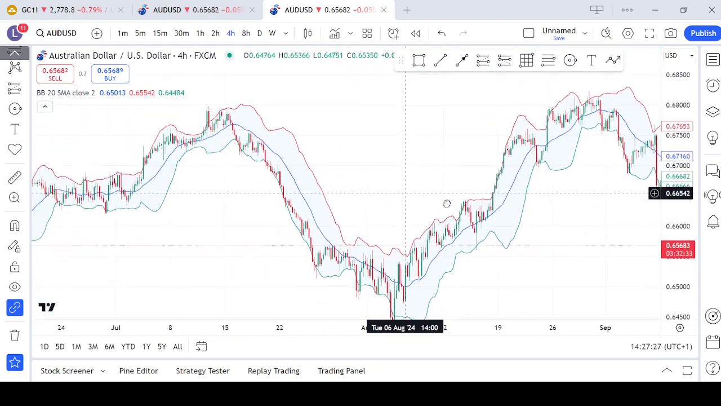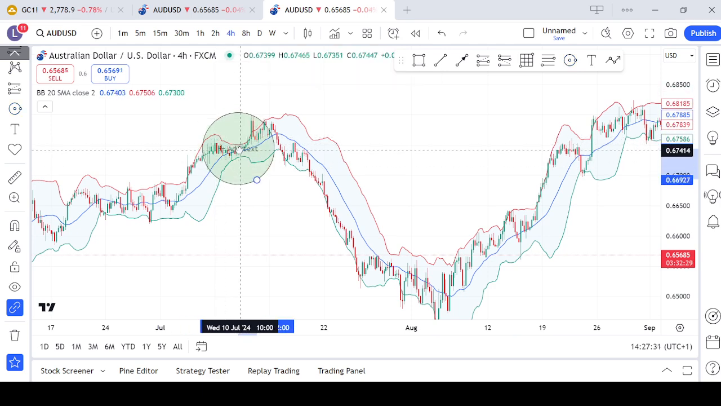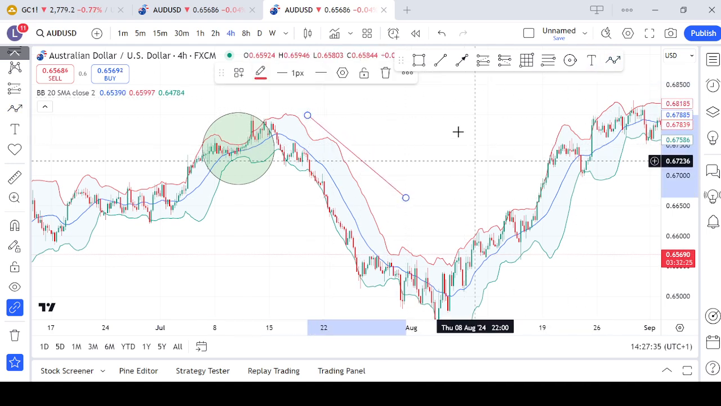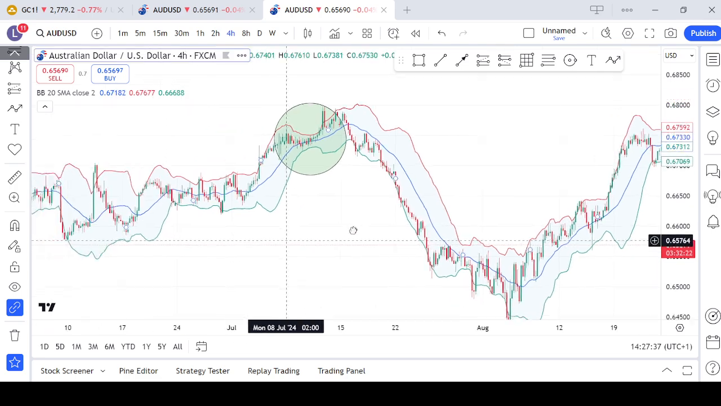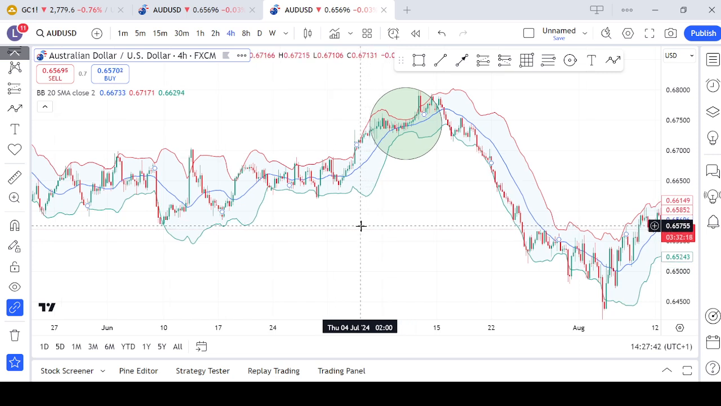So this is another squeeze, and after that squeeze, you can see price giving us this massive bearish movement. So that's how to use the Bollinger Band squeeze. Now, you should watch how price behaves when it hits these bands.